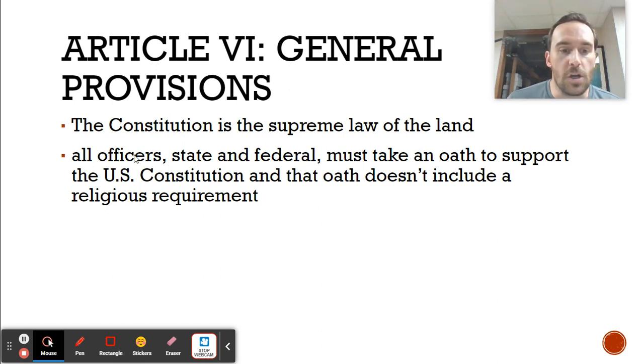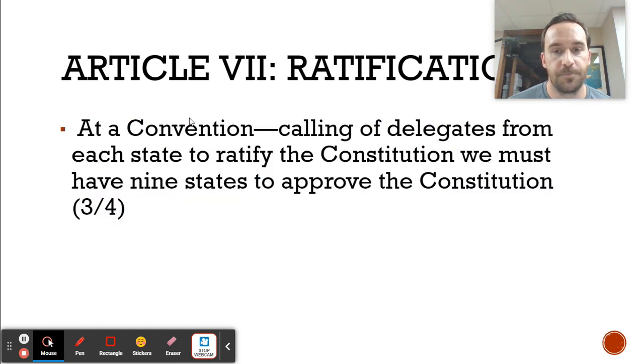Article 6 also says that all people must take an oath to support and defend the Constitution. It is important to note, though, that there is no religious requirement. Even though a lot of times people will put their hand on a Bible or whatever sort of religious text they want, there's no actual part of the Constitution that supports or requires that.